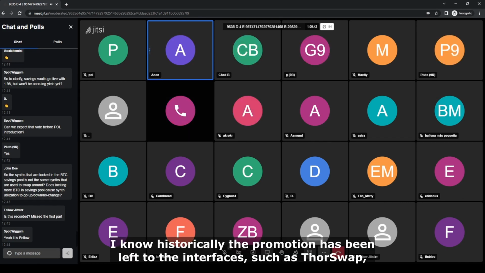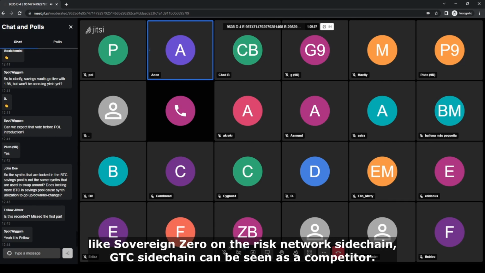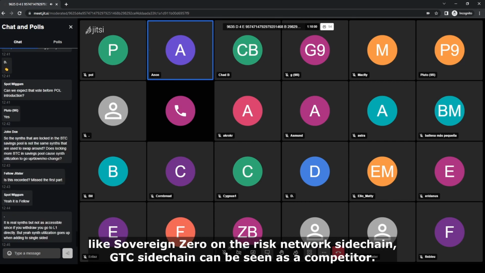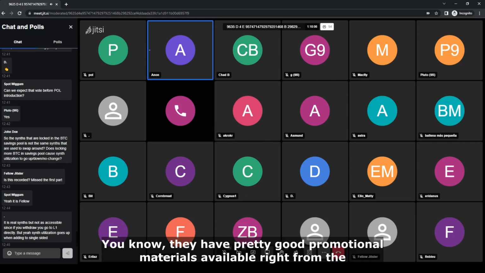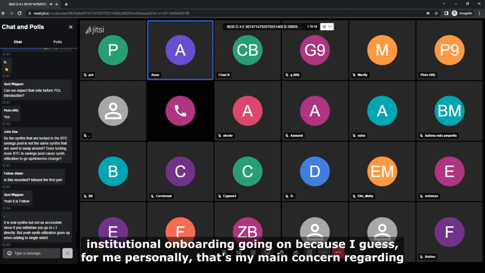I know historically the promotion has been left to the interfaces such as THORSwap, DeFi Spot, etc. When I look at somewhat competing products on Twitter, like Sovereign Zero on the Rootstock network, a BTC sidechain that can be seen as a competitor, they have pretty good promotional materials available right from the protocol, and they talk about institutional onboarding. I was wondering if you guys can speak to any institutional onboarding going on, because for me personally, that's my main concern regarding adoption.